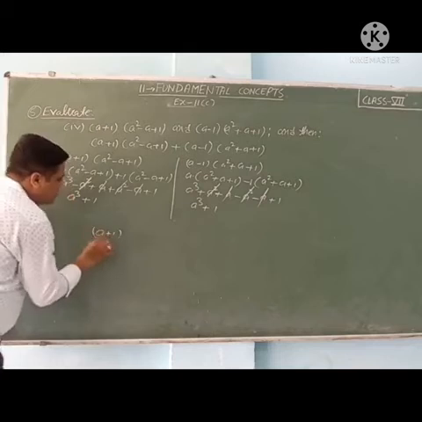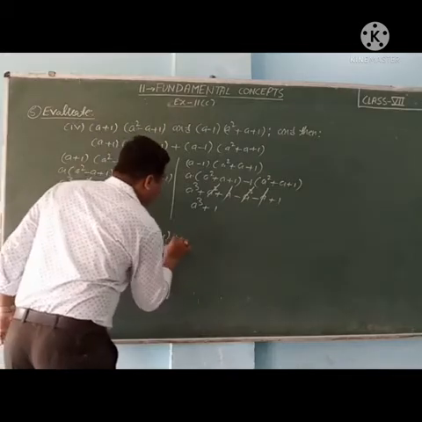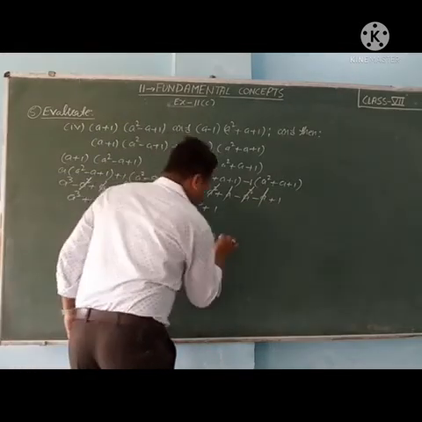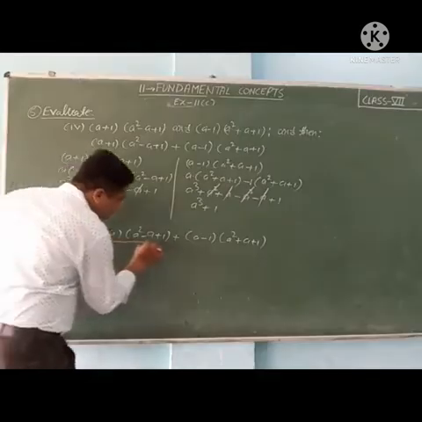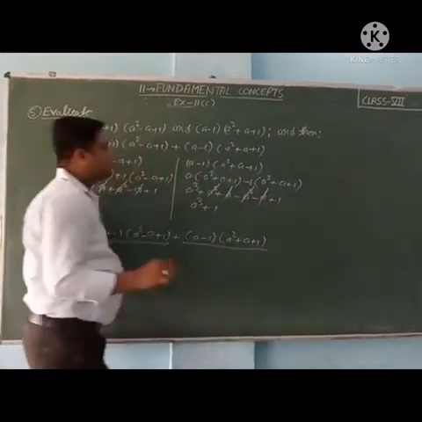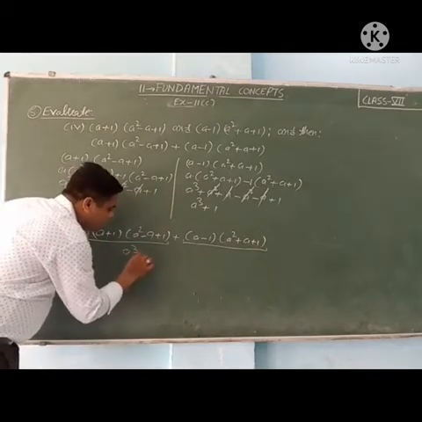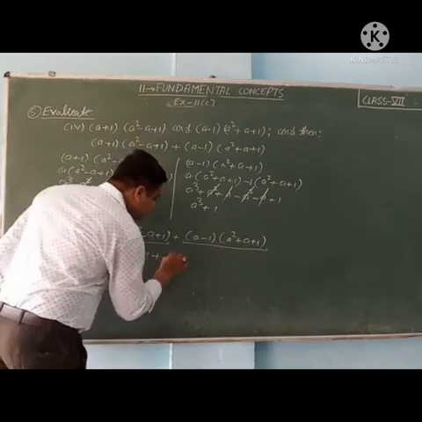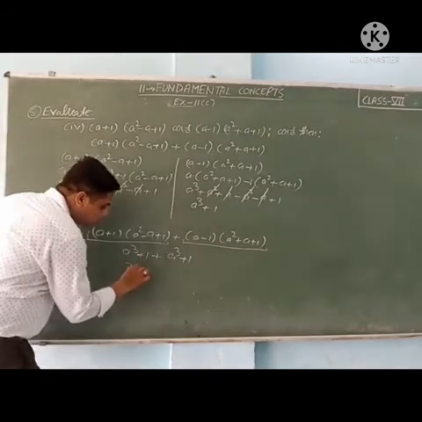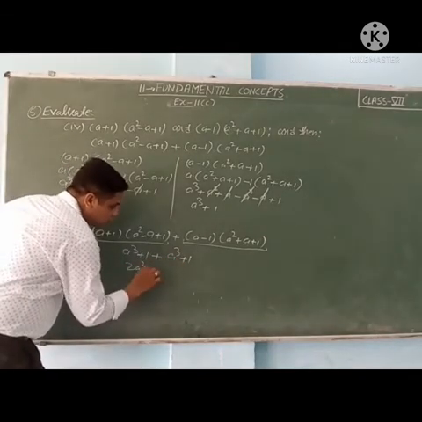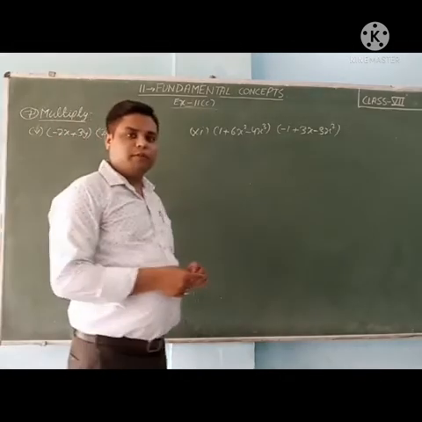So first write this portion. A plus 1, then a square minus a plus 1, then plus a minus 1, a square plus a plus 1. So this multiply we already solved here. In place of this multiply we can write a cube plus 1, then plus a cube plus 1. Now we can solve: a cube plus a cube, 2a cube, 1 plus 1, 2. So the answer is 2a cube plus 2. This is that multiply.